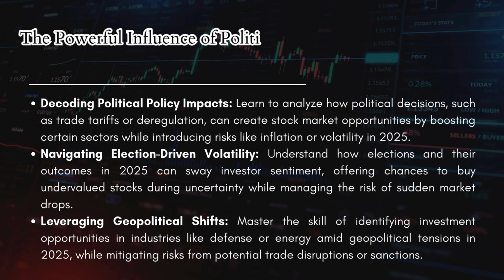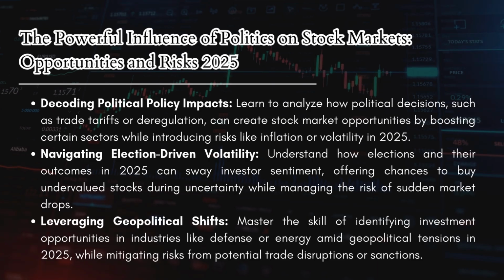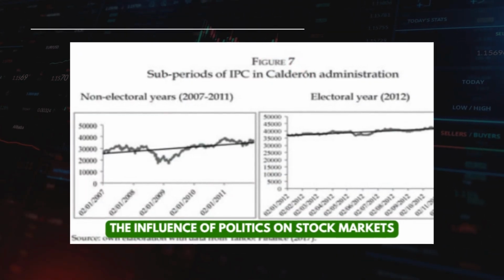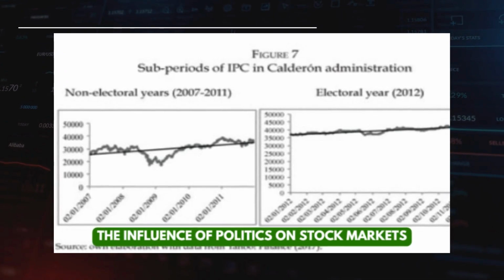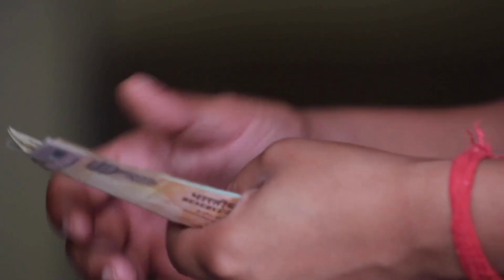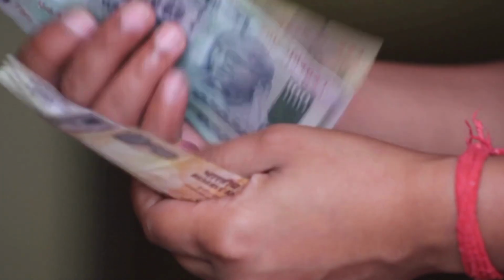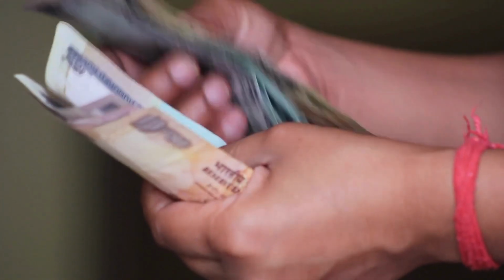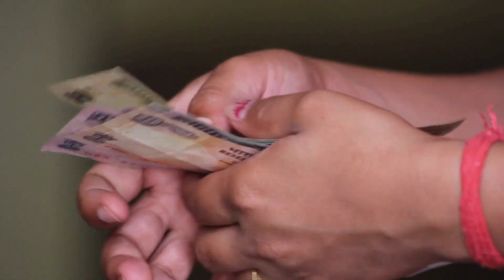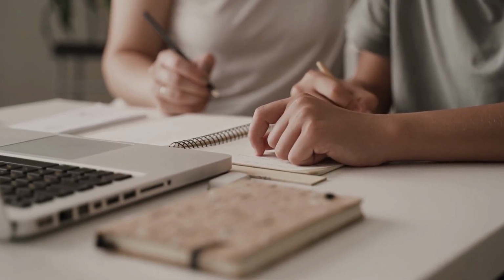17. The powerful influence of politics on stock markets, opportunities and risks, 2025. Here you will learn: Decoding political policy impacts. Learn to analyze how political decisions, such as trade tariffs or deregulation, can create stock market opportunities by boosting certain sectors while introducing risks like inflation or volatility in 2025.